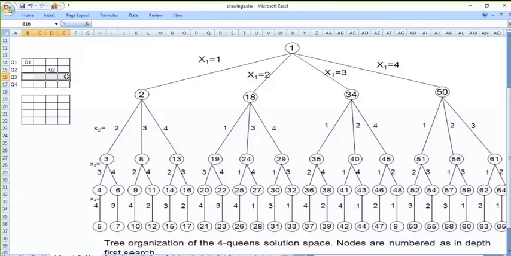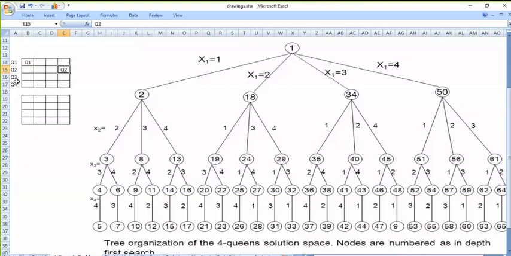Then what should I do? I should come back to the second queen, that means come back to Q2, node number 2. Then I have to find out the other possibility. What is the other possibility for Q2? It is the next column. So what if I keep Q2 on the fourth column over here? Now Q1 is on the first column, Q2 is on the fourth column.